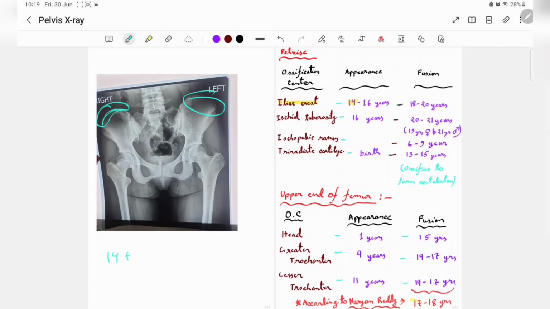Of course, for the determination of the lower age limit, we took the lower value, and for the greater age limit, we took the highest value. So he is of course 14 plus, but the fusion does not occur. As the fusion does not occur, he is less than 20. So till now we can say he is 14 plus and less than 20.